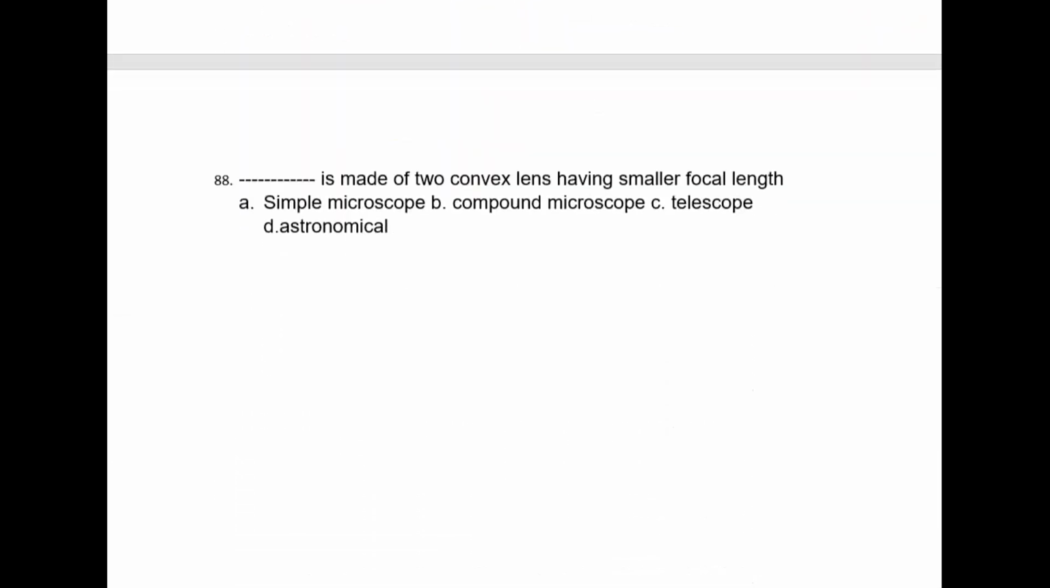Option C. Next question. Dash is made up of two convex lenses having smaller focal length. Simple microscope, compound microscope, telescope, astronomical telescope. We know that a compound microscope is made up of two convex lenses with smaller aperture and smaller focal length. So the answer is option B, compound microscope. This is the correct answer.